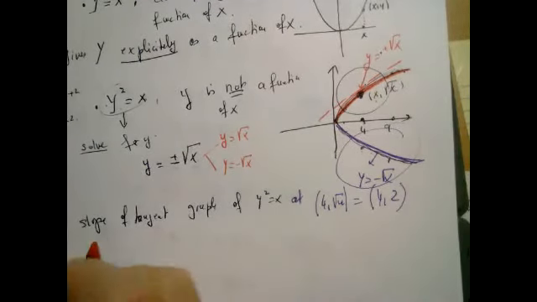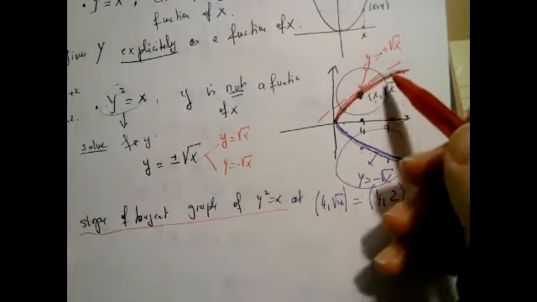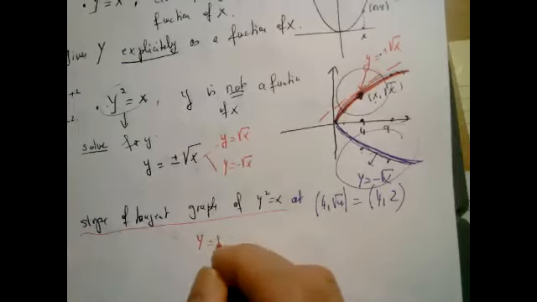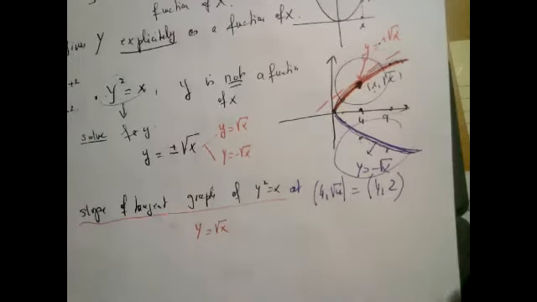So how are we going to find the slope? The way we do it: if I am up here, at the upper branch, y is the square root of x.